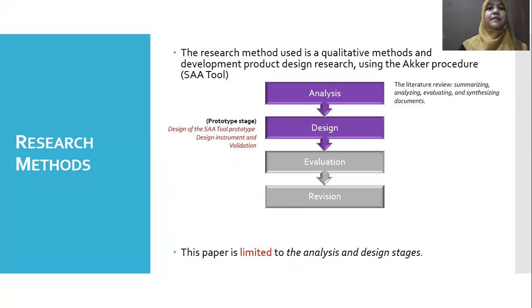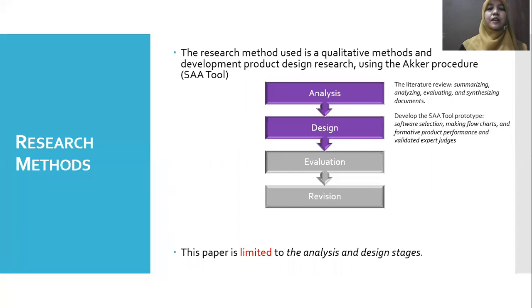In the design, we design the SAA tool prototype, design the instrument, and validation. To develop the SAA tool prototype, we do software selection, make a flowchart, and do formative product performance and validation by expert judges. The third and the fourth stages we do not discuss in this paper. So this paper is limited to the analysis and design stage.